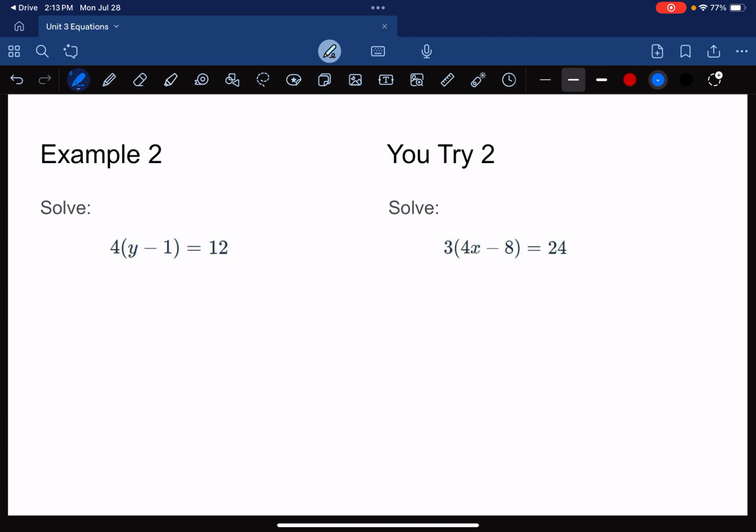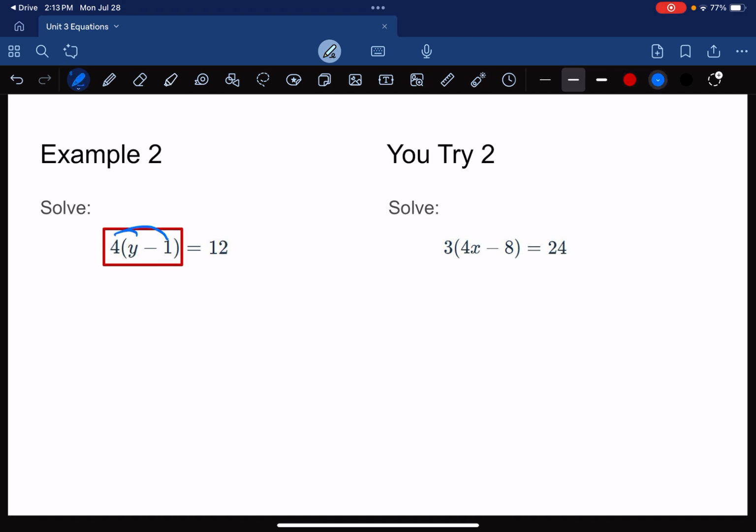Example 2. Well, this one's got some distribution. You see the parentheses? That always means distribution. So I'm just focused on this piece of the puzzle right now. I just need to distribute. So don't think about anything else. Nothing outside of that box is going to change.